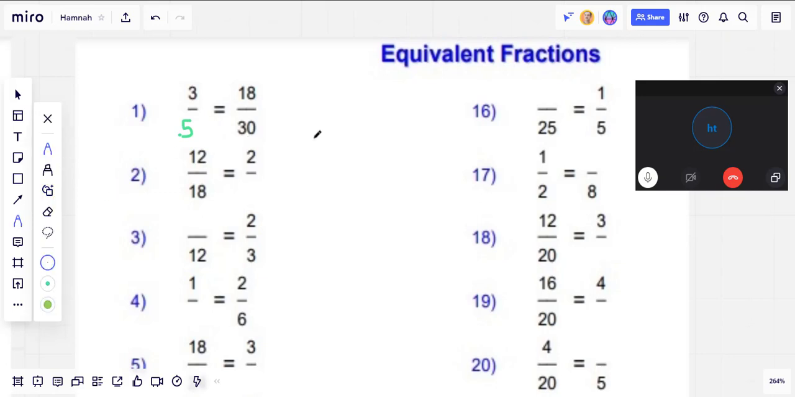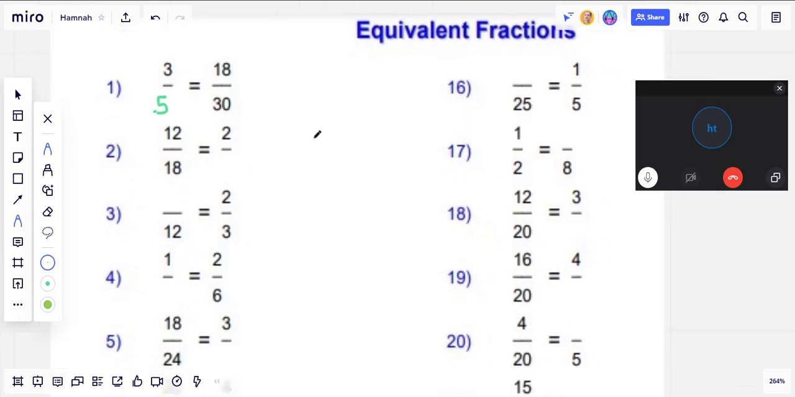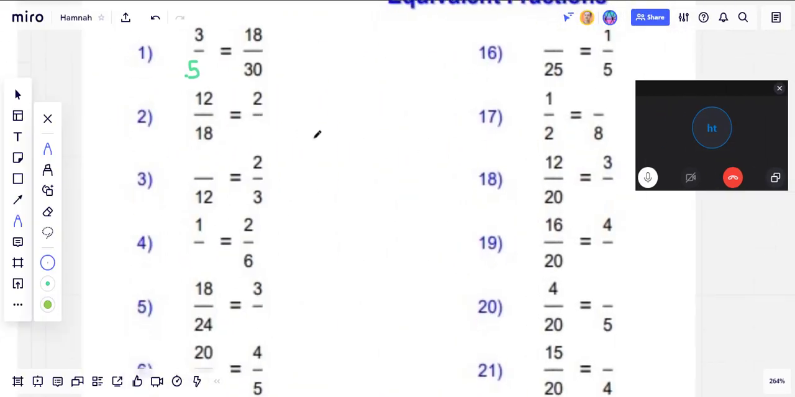What do you think? Okay. Easy or difficult? Hard. Hard? No, not too hard. Oh, that means a little bit hard. Is it? A little bit.